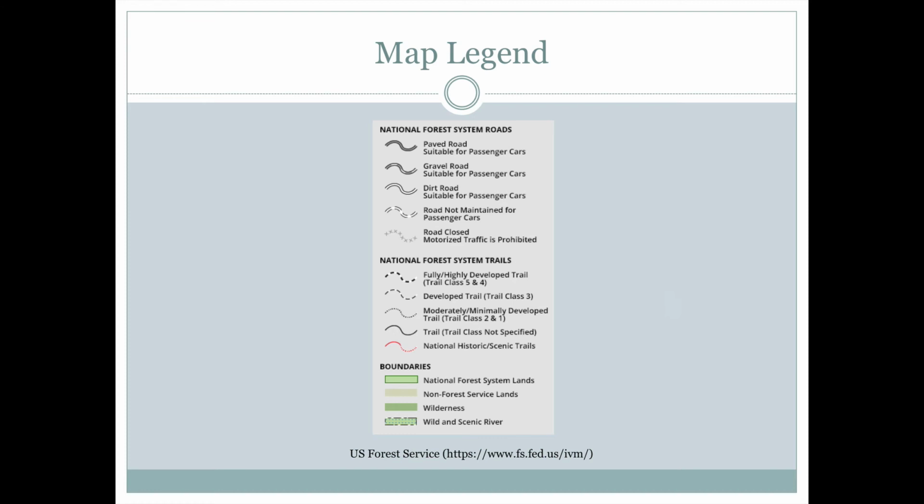Map legends tell us what all the different symbols on the map mean. This is from the U.S. Forest Service, and we can see all the different types of roads and trails and land covers by the various patterns and changes with the visual variables that are used on the map.